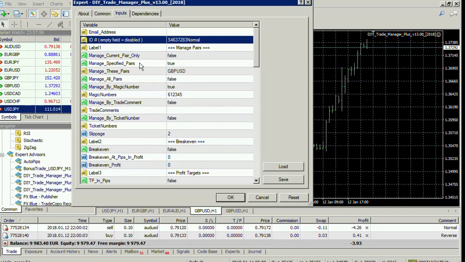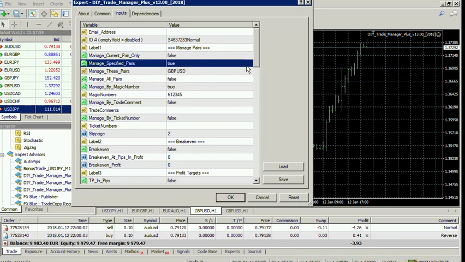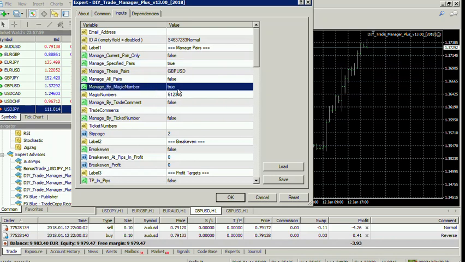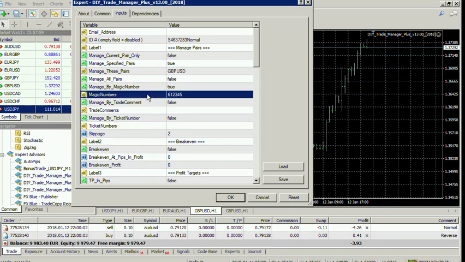In this case, we're managing a specified pair, so I've set that to true. One has the option here of true and false. And I'm managing these pairs, so I've entered the pound US dollar in exactly the same format as appears here, in other words, all capital letters. I'm managing by magic number, so I've set that to true. And now this is where I made a mistake the first time around. The magic number that I'm entering, and that I should have showed you before, but I'll come back to that.